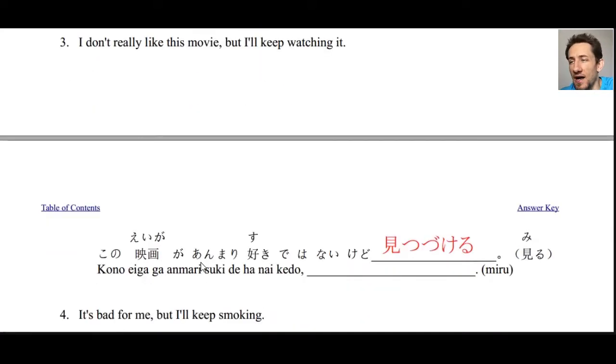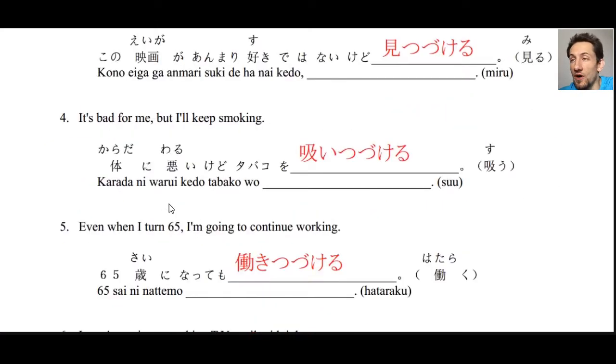Number 3, I don't really like this movie, but I'll keep watching it. この映画があんまり好きではないけど、見続ける. Number 4, it's bad for me, but I'll keep smoking. 体に悪いけど、タバコを吸い続ける. So, 体に悪い, bad for you. 体にいい, it's good for you.